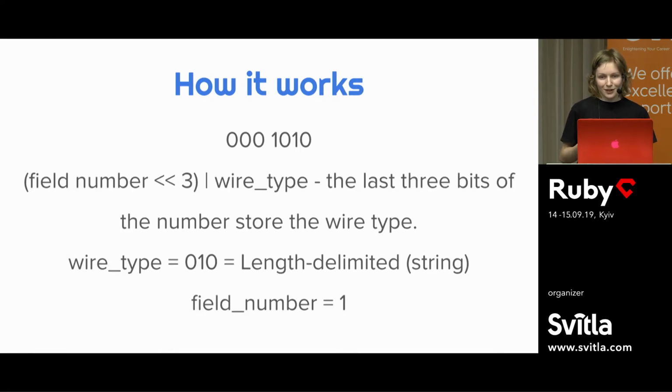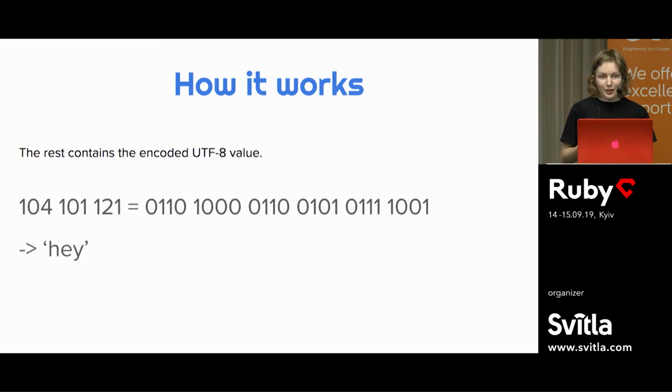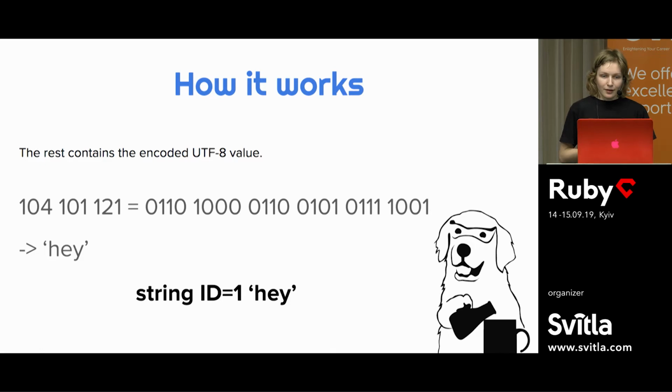So 2 is the wire type, length delimited string, and the field number is 1. The second byte of the length delimited type is the length itself. So 3 in our case, the amount of bytes to read. And the last 3 bytes is this UTF-8 encoded value, hey. Oh yeah, we received it.